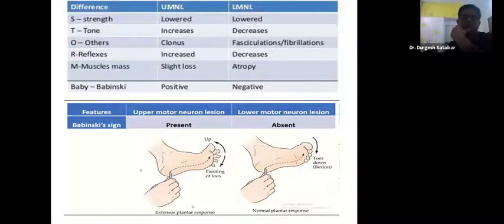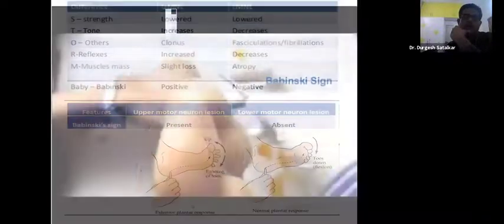In lower motor neuron lesion, there will be mute plantars or downgoing plantars. That is seen in upper motor neuron lesion. That is seen in lower motor neuron lesion. I have a video which will show upper motor neuron signs. Now this is called Babinski sign is positive.